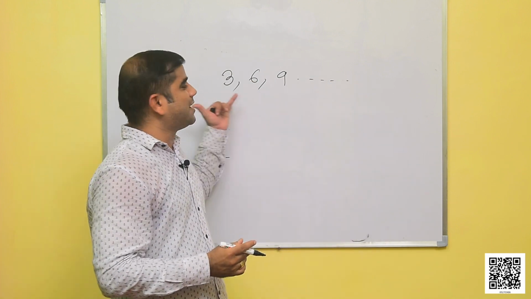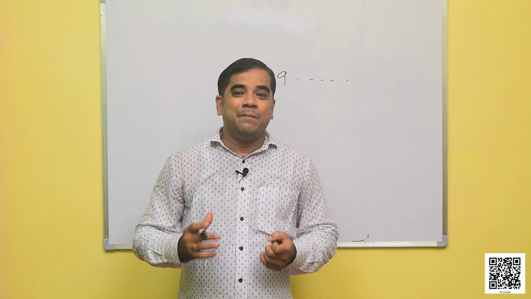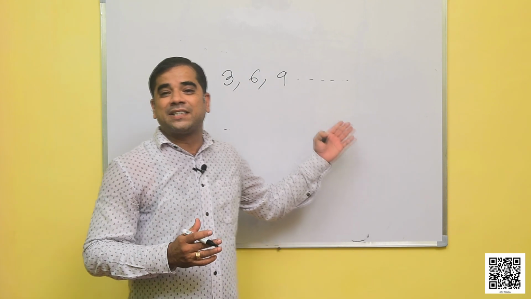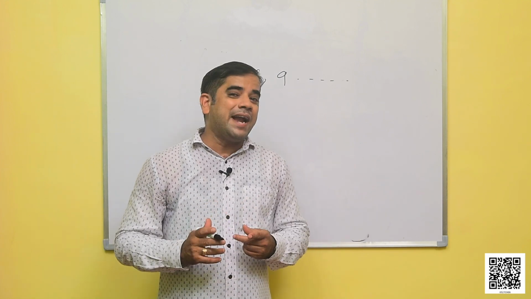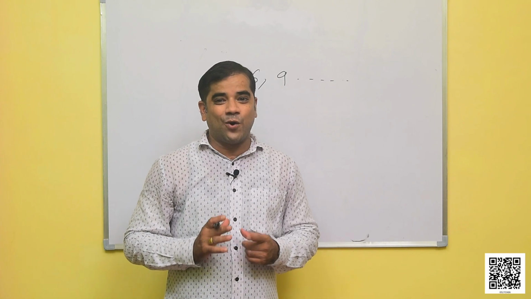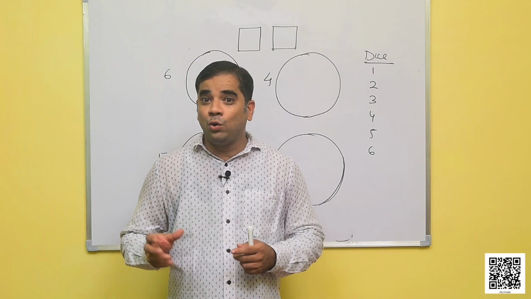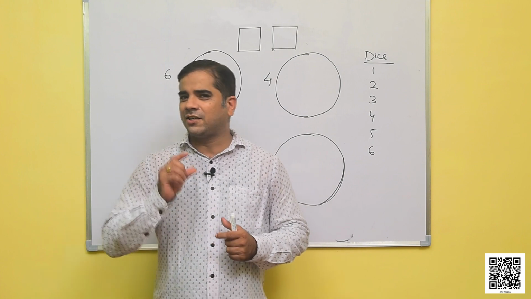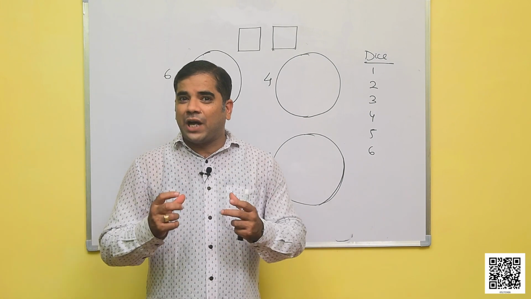So all these numbers are called the multiples of 3, because all these numbers are completely divisible by 3, giving remainder 0, as we have already discussed. Okay, so students, let's play the dice game. I hope you all have played Ludo at home, isn't it? It has a single dice. So today we will play with 2 dice.